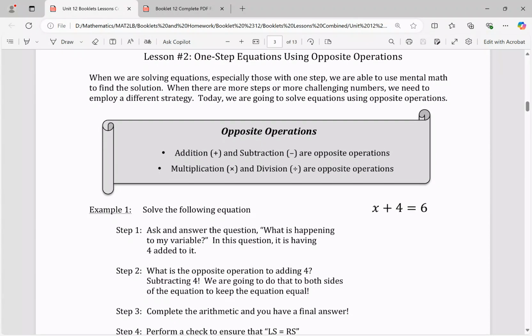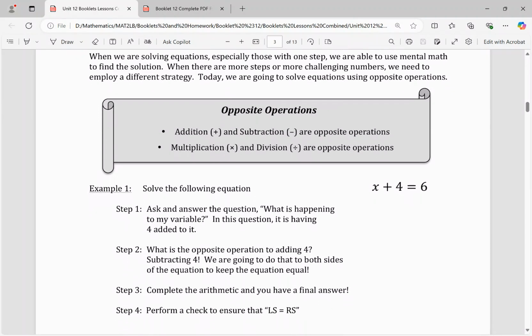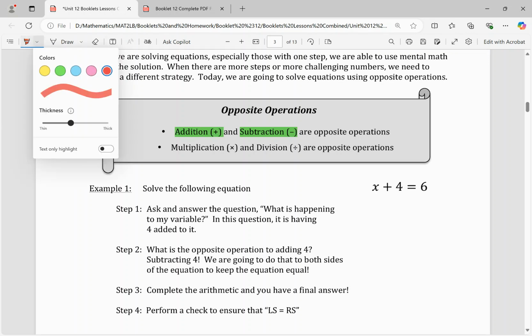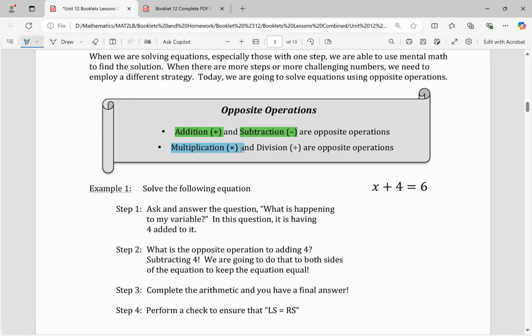Now, what you need to know going in is opposite operations. I will explain more in a second, but for now, all that you need to understand is that the opposite of addition is subtraction, and the opposite of multiplication is division. So addition and subtraction are opposites, and multiplication and division are what we call opposite operations.